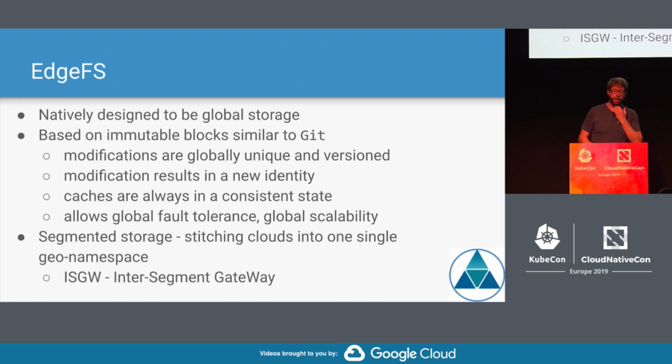For the terminology of EdgeFS, they're called segments. When you have an EdgeFS cluster here in Asia and an EdgeFS cluster in Europe, each one of those is a segment. And it's able to stitch those together into a single transparent geo namespace via what they call ISGW, which is an inter-segment gateway. They have these gateways that are connecting and linking all of the different EdgeFS clusters that Rook provides orchestration services for.